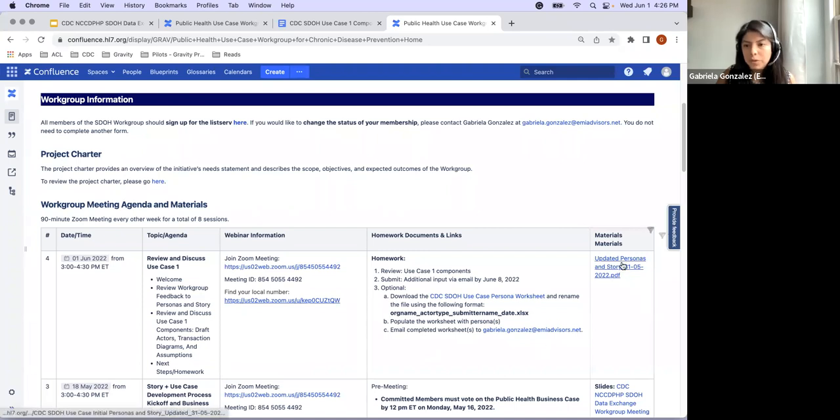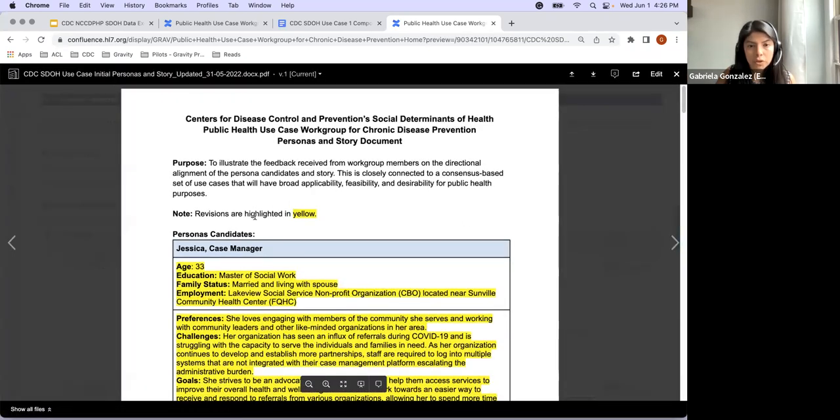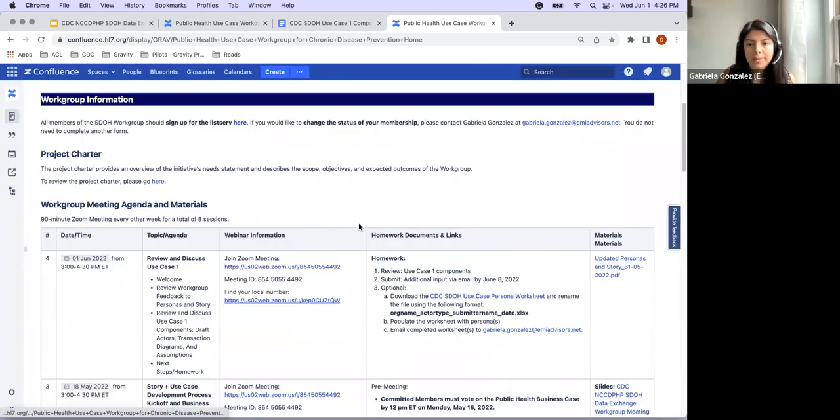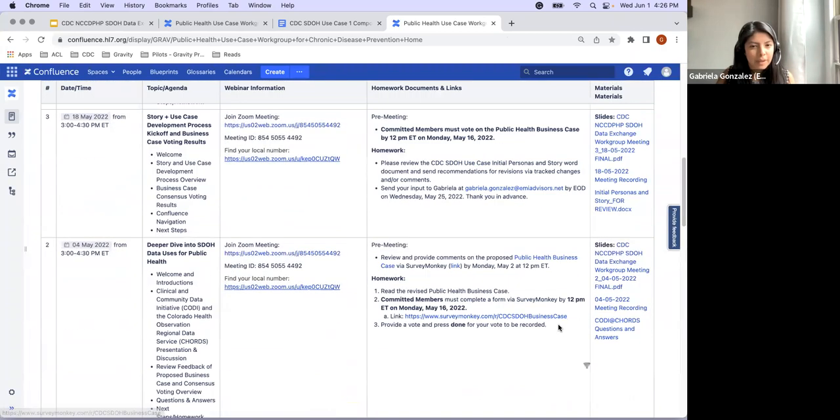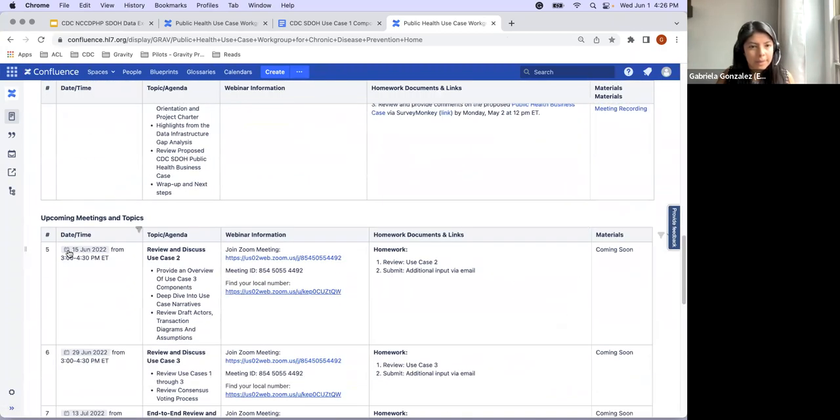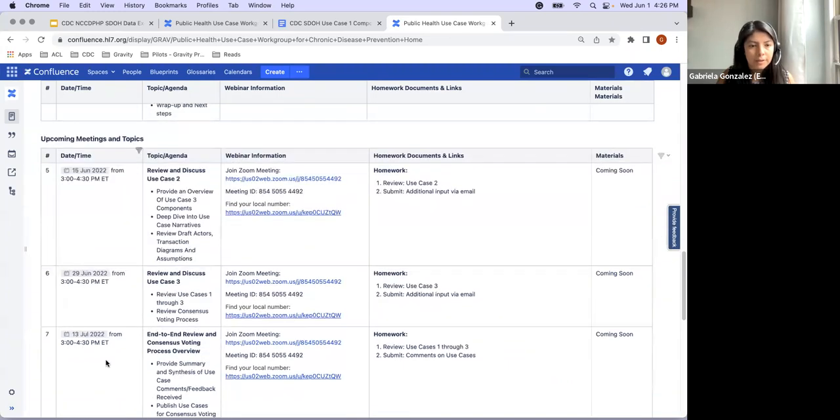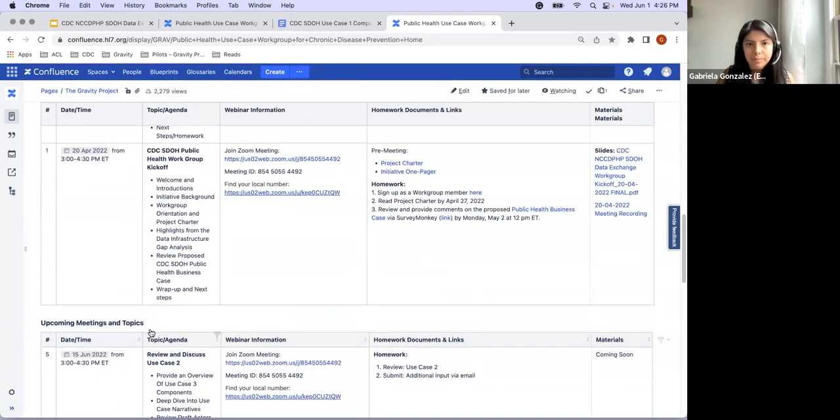The updated persona and story that was reviewed today, Amy and the team, it's available here. So the revisions have been highlighted in yellow. So that's just for awareness. We want to ensure, and as a team had mentioned, we will continue to tweak them as we hear from all of you. And our upcoming meetings, as mentioned, June 15, and then the remaining ones are here.